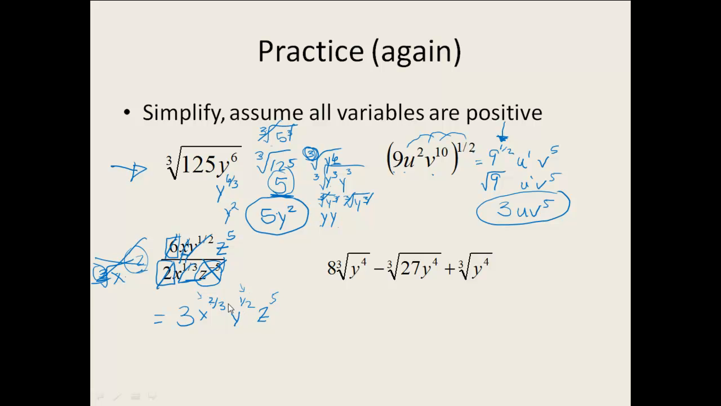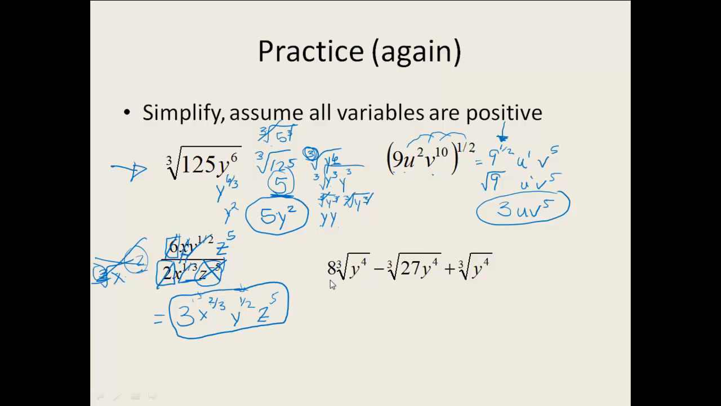A couple other things you would want to check for is, do you have to rationalize? Well, we ended up not having anything left in the denominator, so we don't have to rationalize. And this 3 only has an exponent of 1, so I don't need to see if I can break that down. So this one would be done.